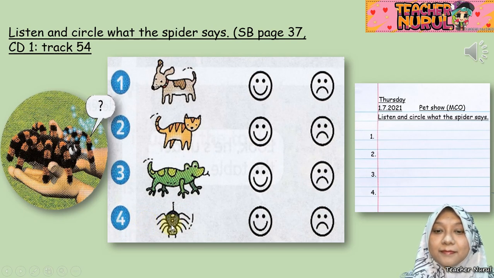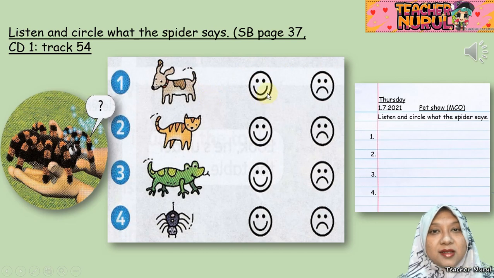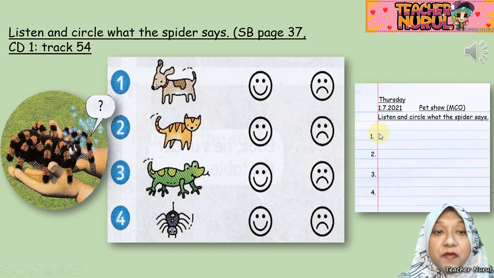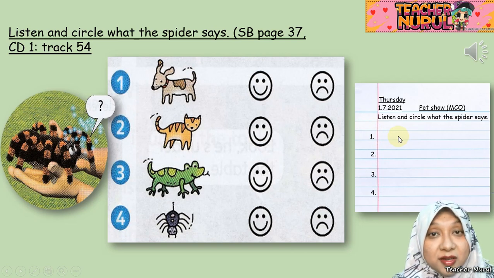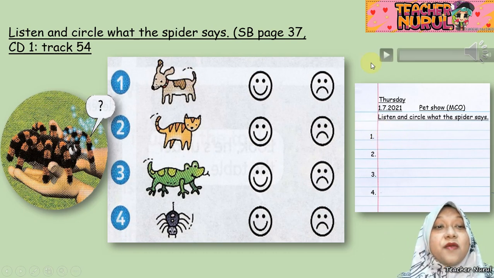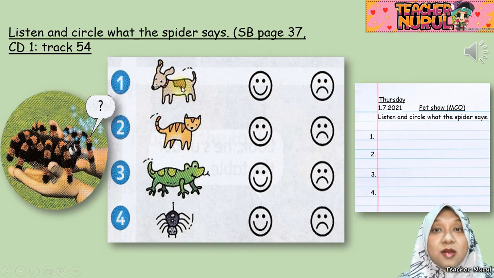I like spiders. Okay. So I know it's very difficult for you to draw the pictures or draw the smiley, the happy and the sad face. Okay, I know it's very hard for you to do so. So what you're going to do is you just write down the answers. You just write down whether like or don't like. I give you one example. Number one, I like dogs.